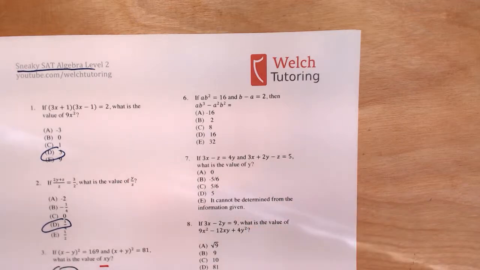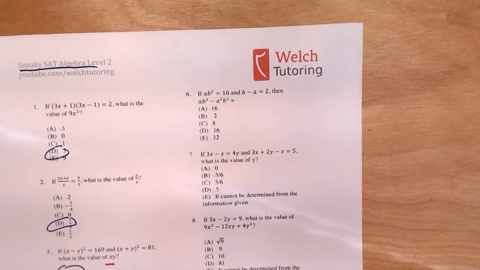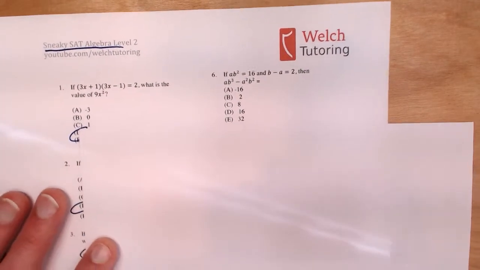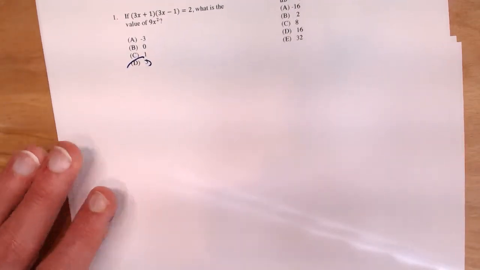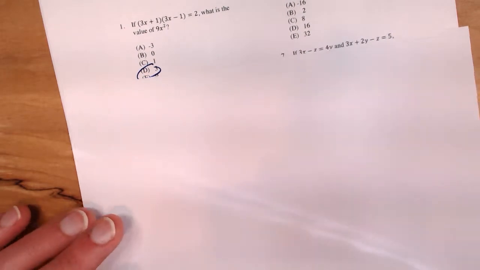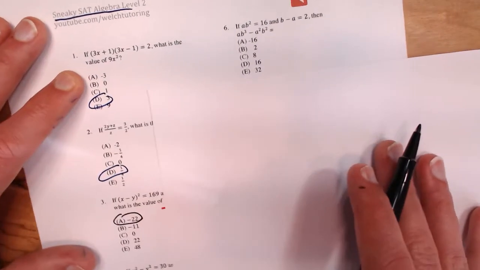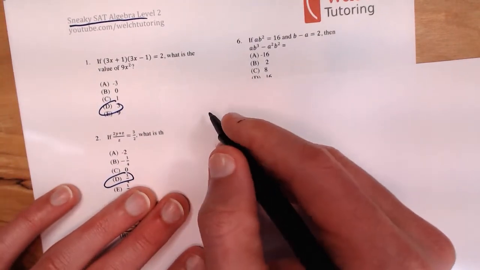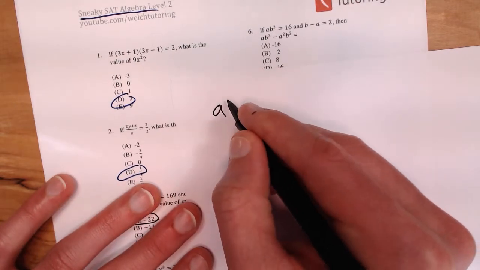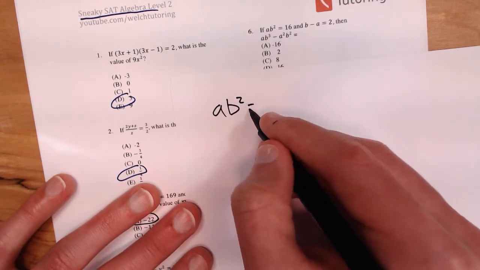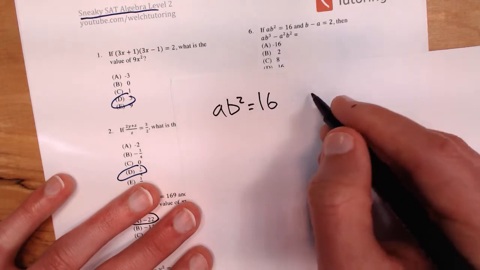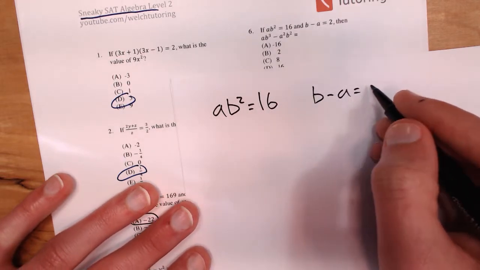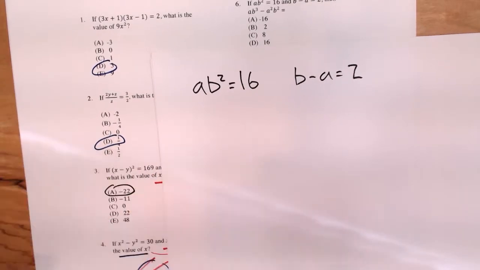Okay, number 6 says, if ab squared equals 16 and b minus a equals 2, then ab cubed minus a squared b squared equals. So this one's going to look really scary. And if you see a problem that doesn't seem solvable, then start right away seeing if you can find a trick or some kind of shortcut. Remember, on the SAT, all that matters is what bubble you fill in. They're not going to be checking your work. So if you have a clever shortcut, then that is fantastic. They're never going to take off points for a clever shortcut because they don't look at your work. They just grade the bubbles.